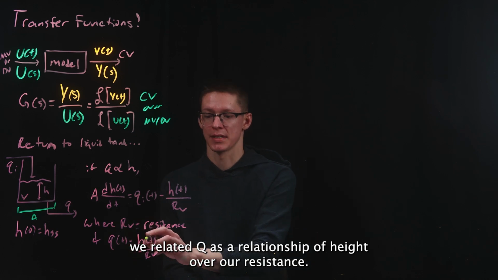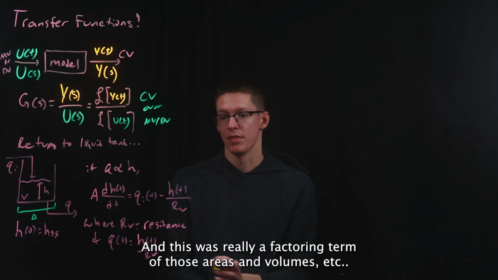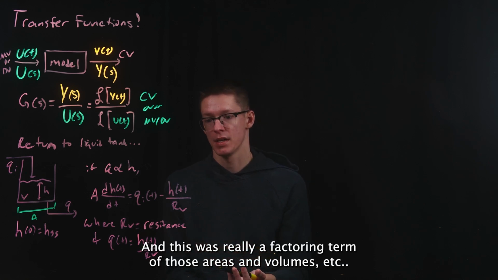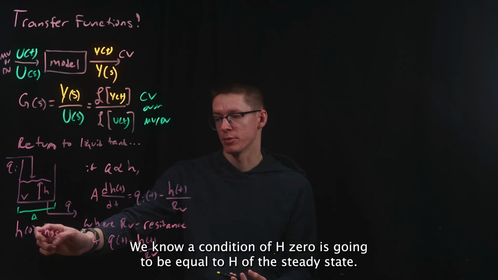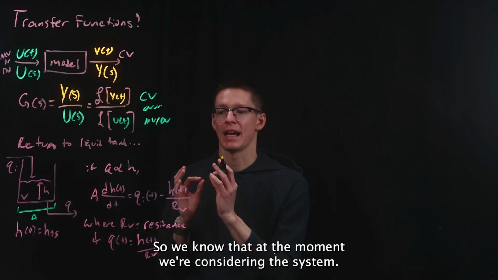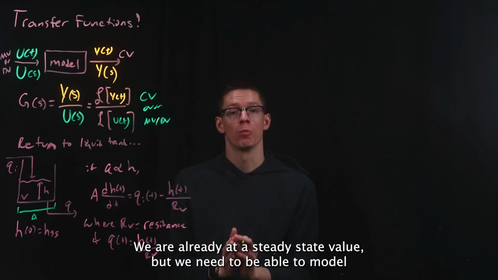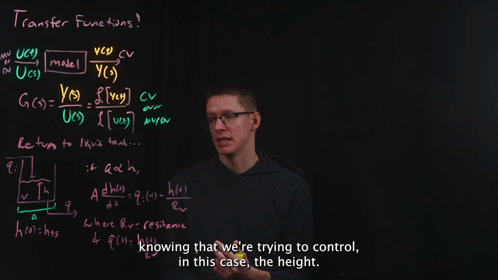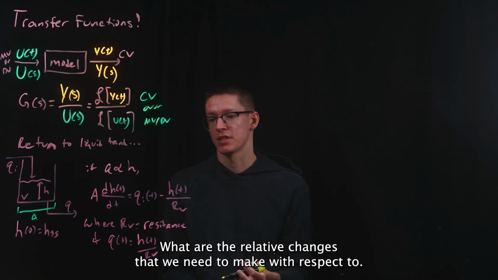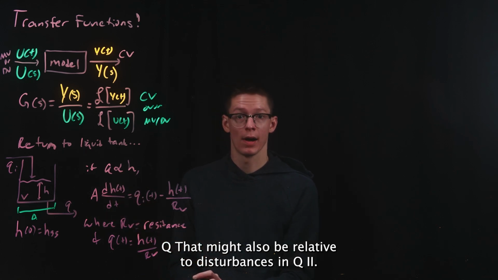We related Q as a relationship of height over our resistance, RV, for simplicity. And this was really a factoring term of those areas and volumes, etc. We know a condition of H0 is going to be equal to H of the steady state. So we know that at the moment we're considering the system, we are already at a steady state value. But we need to be able to model what happens based on any type of disturbance or change in our inlet. Knowing that we're trying to control, in this case, the height, what are the relative changes that we need to make with respect to Q that might also be relative to disturbances in Qi?